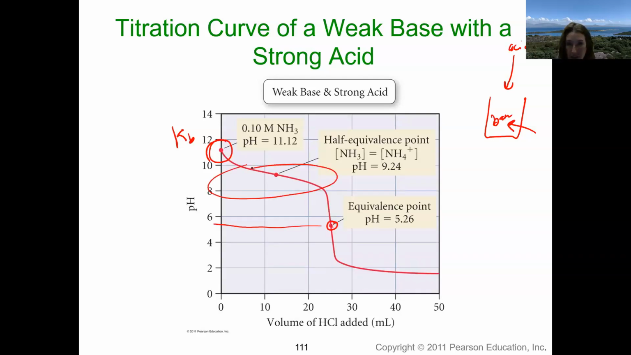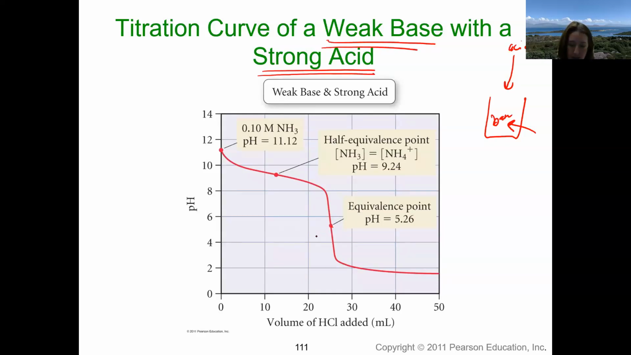Here, we're going to have a buffer, right? This one ends up being Ka. And then this one's going to be excess acid. It's literally the exact opposite of what we just did. But I also want you to notice that when you have a strong acid and a weak base, the equivalence point is acidic. Strong acid, weak base, acidic pH.